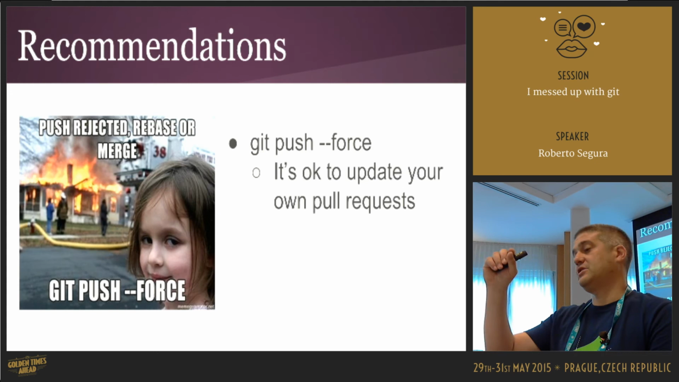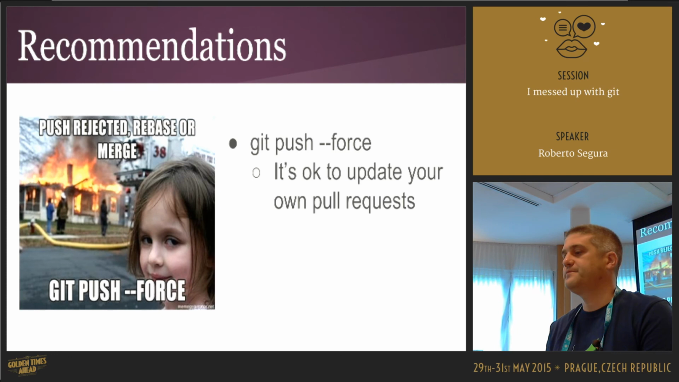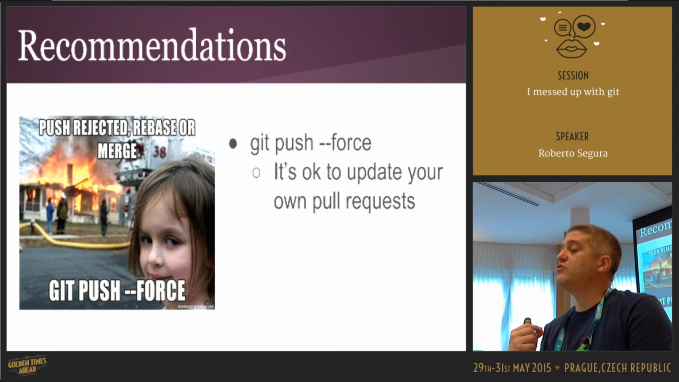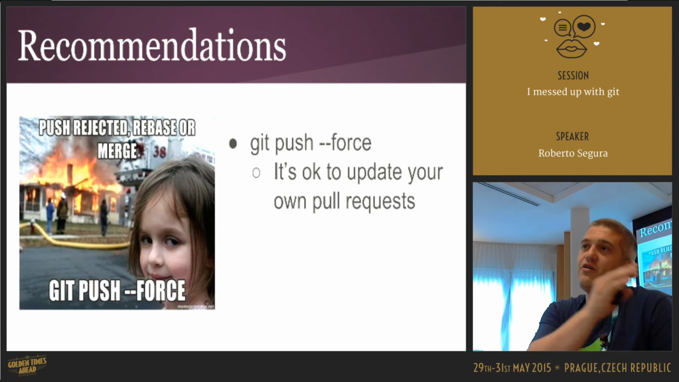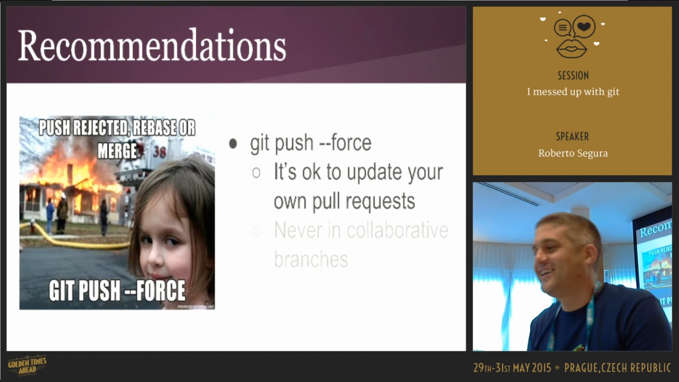That will change the history of the pull request. And this brings a problem in repositories where testers are needed, like in Joomla. You need to test, and this is like cheating, because you could be working on something, someone adds, oh, okay, I tested it, it works, and then I do a git push force and change everything. My code is not really tested. The old test is not valid, but don't tell anyone. And of course, never do that in collaborative branches.